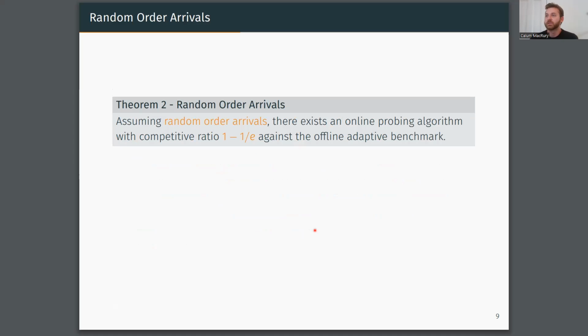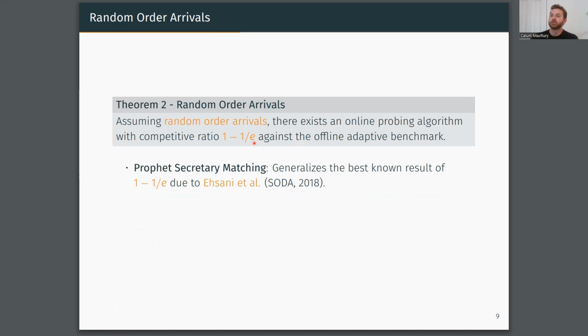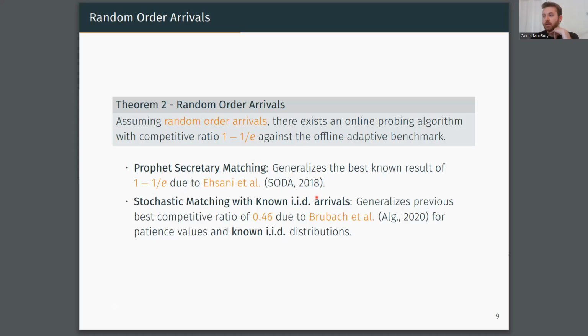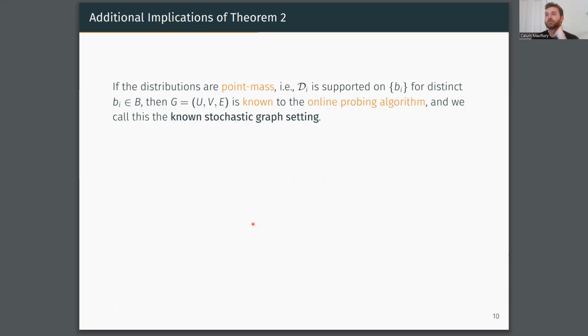Our next theorem is in the context of random order arrivals, and here we get an online probing algorithm whose competitive ratio is 1 minus 1 over e. Similarly to the previous classic result described, we generalize the best known result for the prophet secretary matching problem of 1 minus 1 over e from a few years ago. And once again, we improve on the 0.46 result that held for known IID arrivals.